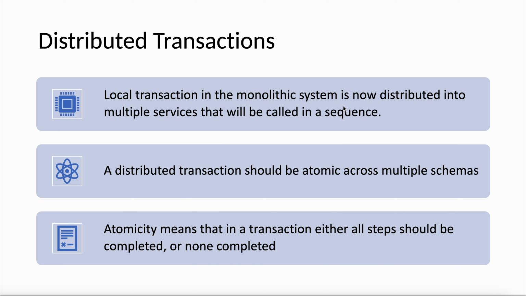When we make the transactions in microservices, when multiple services are involved for the DB transactions, they are called distributed transactions. A distributed transaction should be atomic across multiple schemas. Atomicity means that in a transaction, either all the steps should be completed or none completed.